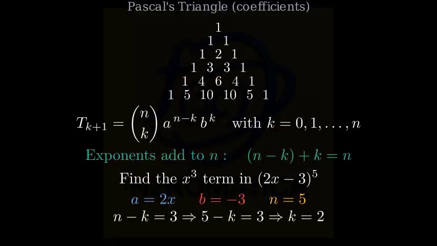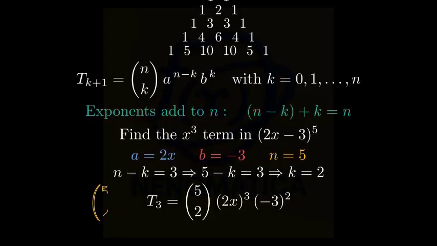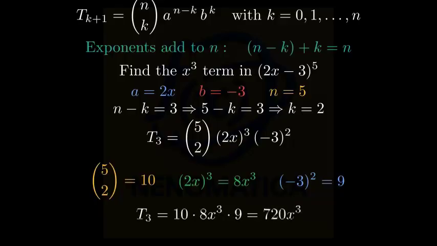Now apply the general term formula with k equals 2. T sub 3 equals 5 choose 2 times (2x) to the third times (negative 3) squared. Let's compute each part. 5 choose 2 is 10. (2x) to the third is 8x cubed. Negative 3 squared is 9. Multiply. 10 times 8 times 9 equals 720. So the x cubed term is 720x cubed.